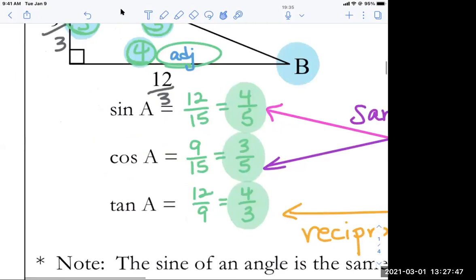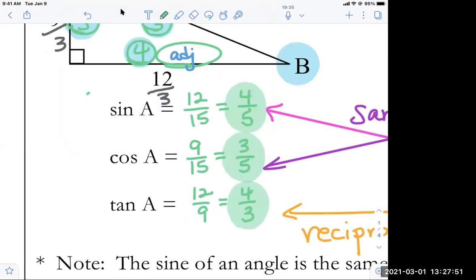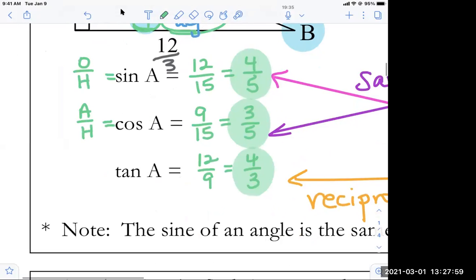Yep. Okay. So over here, I didn't write this initially. So let me come over here and write this. Where sine is opposite over hypotenuse. Cosine is adjacent over hypotenuse. I'm sorry, I used A there twice. I should have named those something different. Tangent is opposite over adjacent.